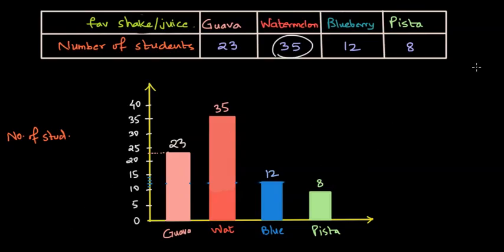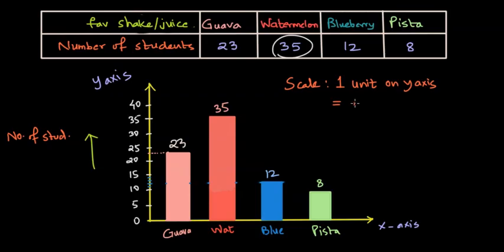Now at the end, we must show that the number of students increases in this direction. It's a good idea to write y-axis and x-axis all the time when we plot any kind of graph. And last but not least, we should always write the scale. The scale here means the amount that every unit represents. So 1 unit on the y-axis is equal to 5 students. And choosing the scale is what we learned in this video.